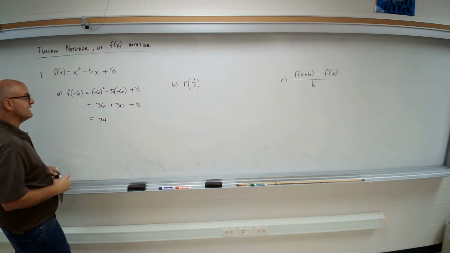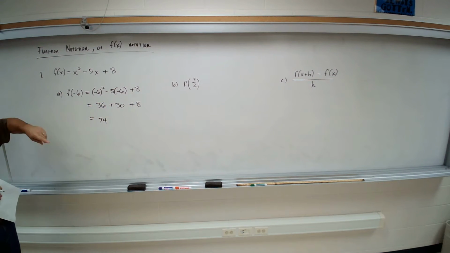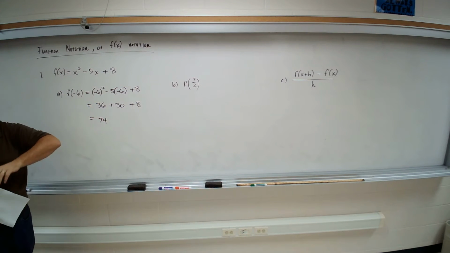Add those together and we get 74. Right, so that means on this graph, there'd be the ordered pair (-6, 74). We good there? Not too much to it.